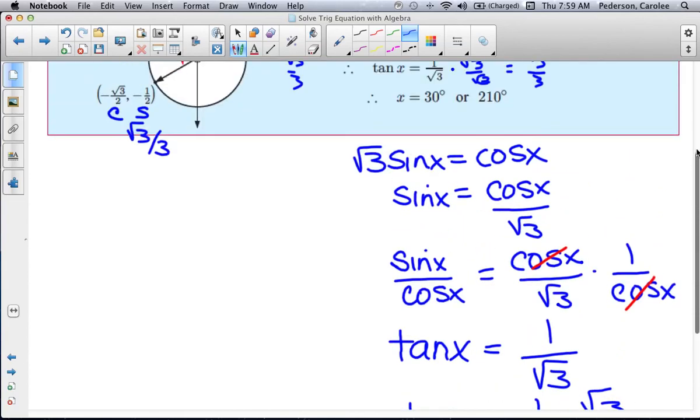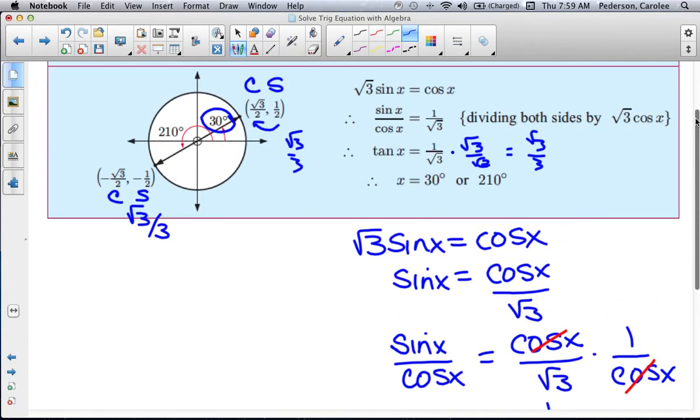So there's the work shown out. The 2 solutions for the first revolution for x in this equation are 30 degrees and 210 degrees.